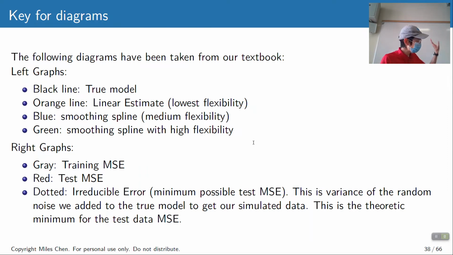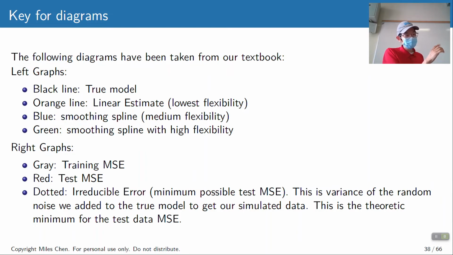So I'm going to show you a bunch of graphs. These are straight from a textbook. And what you're going to see on the left is the true relationship, which shows up in black. And we're going to fit 3 different models: orange, blue, and green. Orange is going to fit a straight line. Blue is going to fit a smoothing spline, and green is also going to fit a smoothing spline. But when you fit smoothing splines, there are different options.